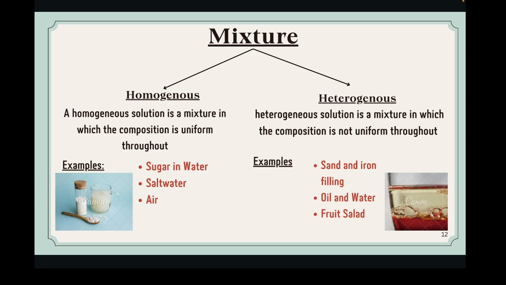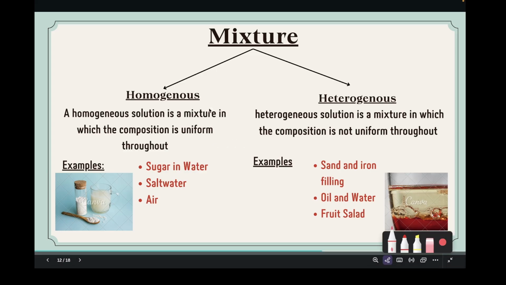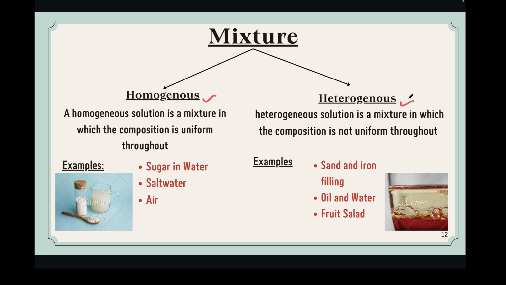Mixture is of two types: homogeneous and heterogeneous. A homogeneous solution is a mixture in which the combination is uniform throughout. Its components are not visible separately. For example, sugar in water, salt water, air.